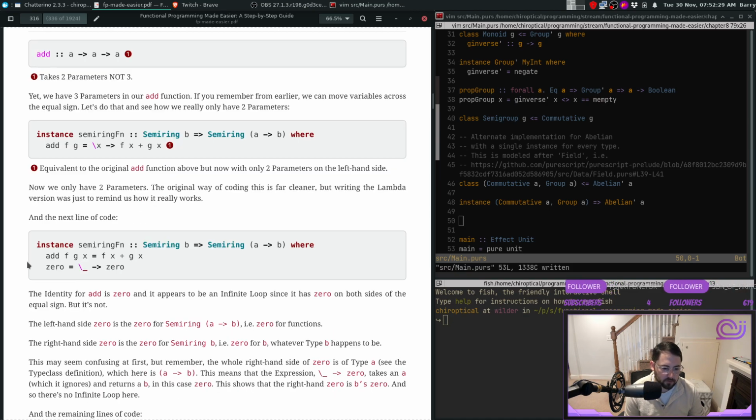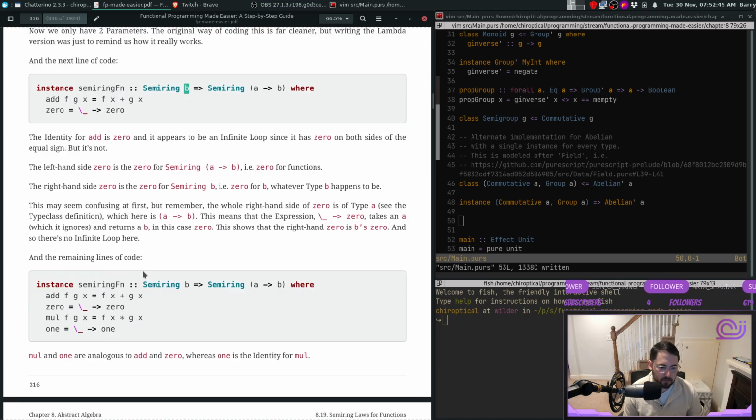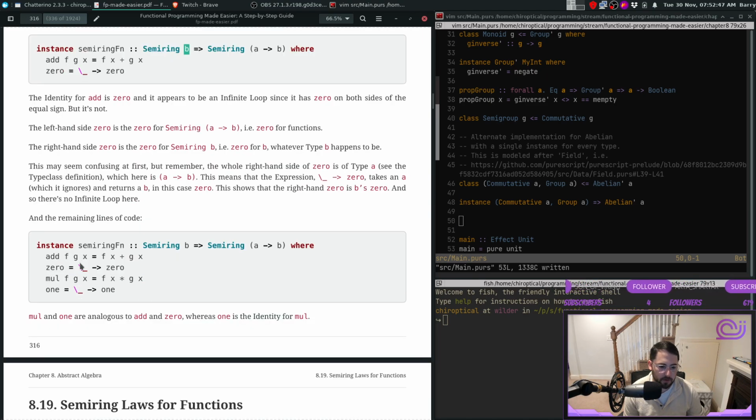All right, so next one. The identity for add is 0. Yeah, because it's just the 0 from the right-hand side. So it's B's 0. Yeah, they're different zeros. Same is true for 1. You could also just replace this with const, I suppose.